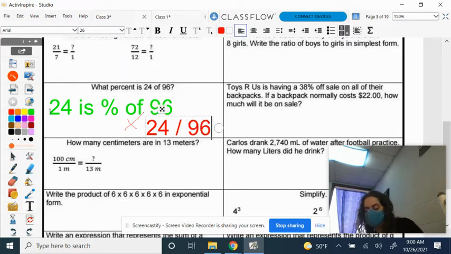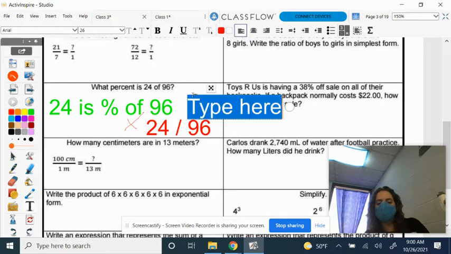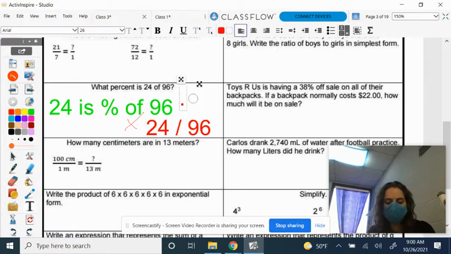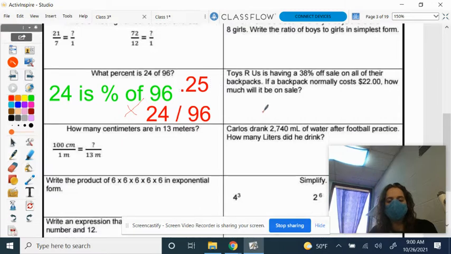Now, I'm going to use my calculator because it's just a little bit easier. So when you do 24 divided by 96, you get 0.25 as your answer. What is 0.25 as a percent, though, Casey? 25%. Because when you get a decimal answer, you just move it 2 places over, and it gives you the percent.